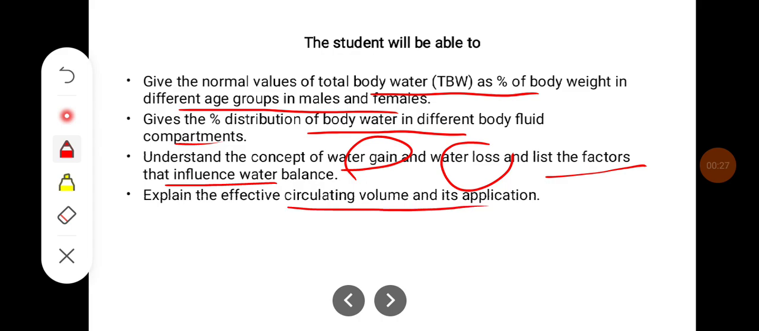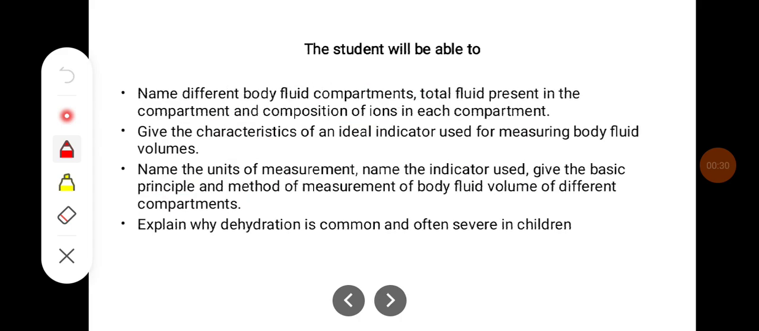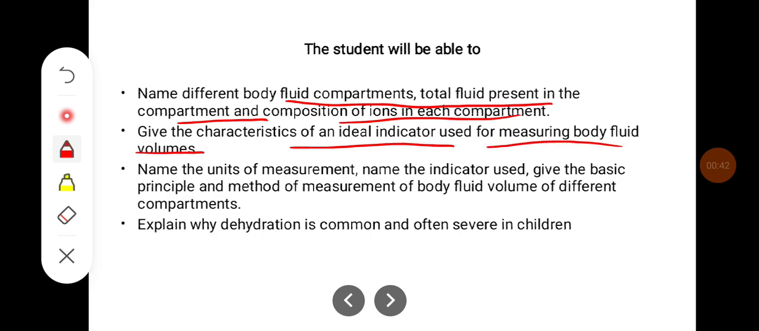the effective circulating volume and its application, and also name the different body fluid compartments, total fluid present in the compartment, and composition of ions in each compartment. Give the characteristic of ideal indicator used for measuring the body fluid volumes. Name the units of measurement. Name the indicator used. Give the basic principle and method of measurement of body fluid volume of different compartments. Explain why dehydration is common and often severe in children.